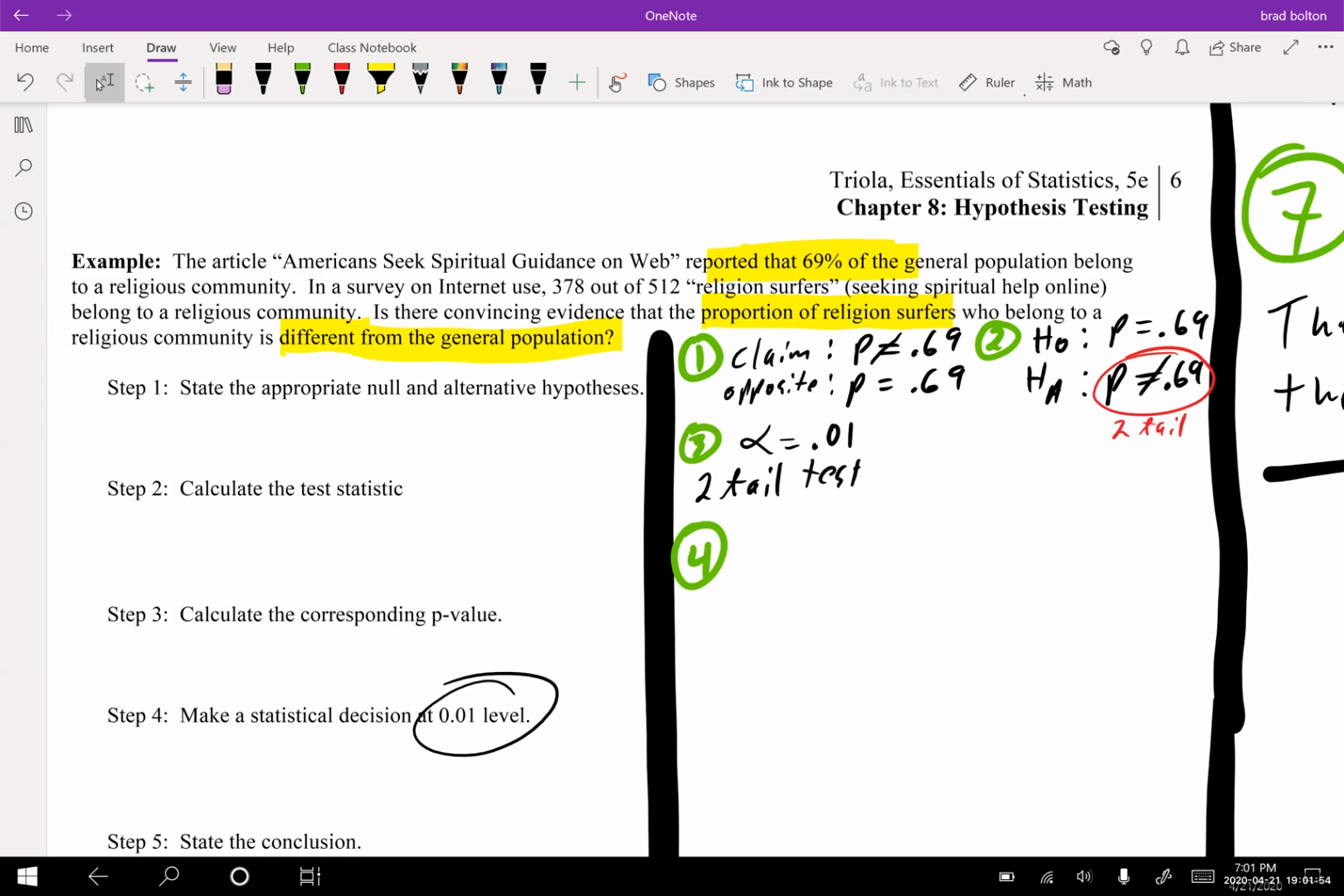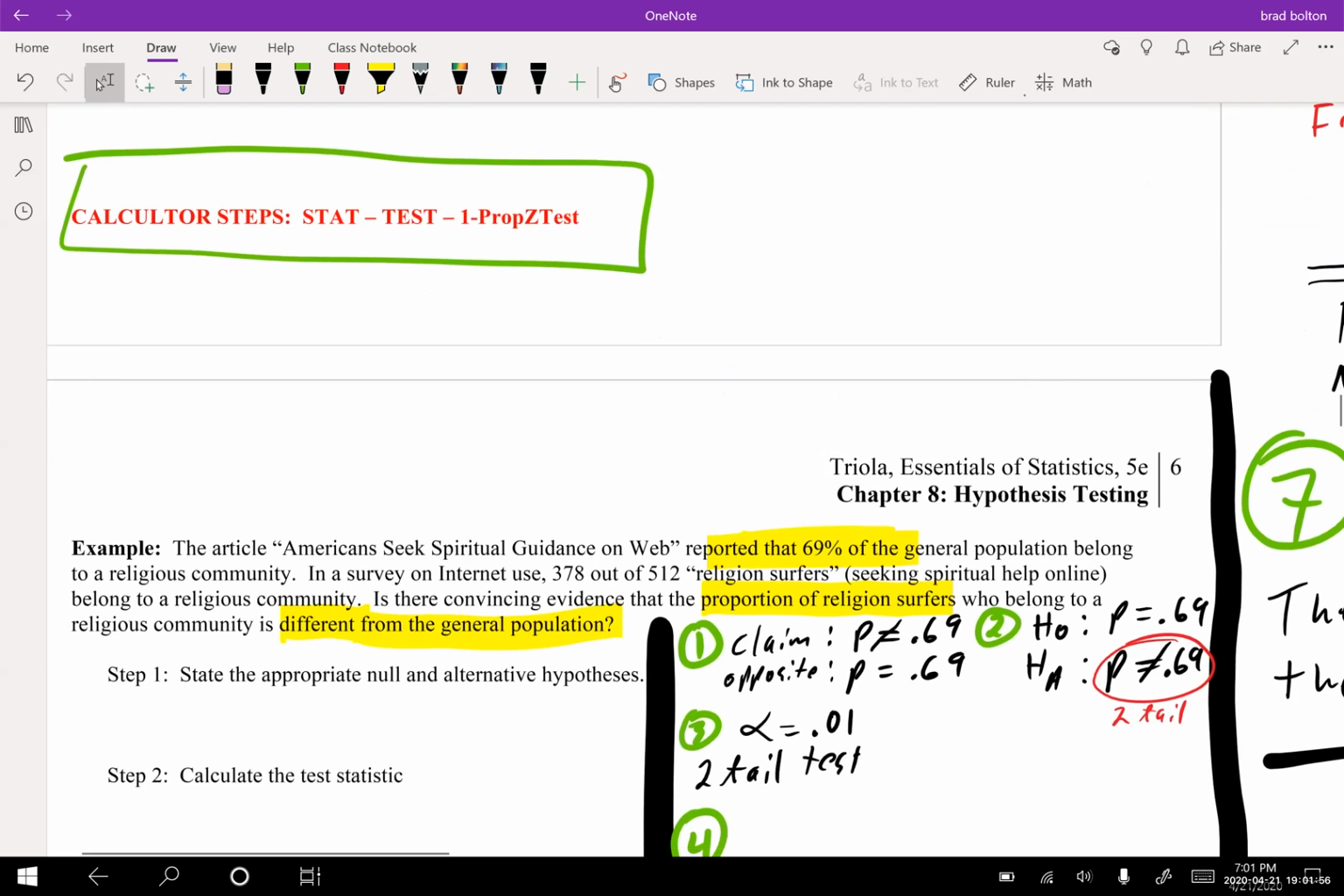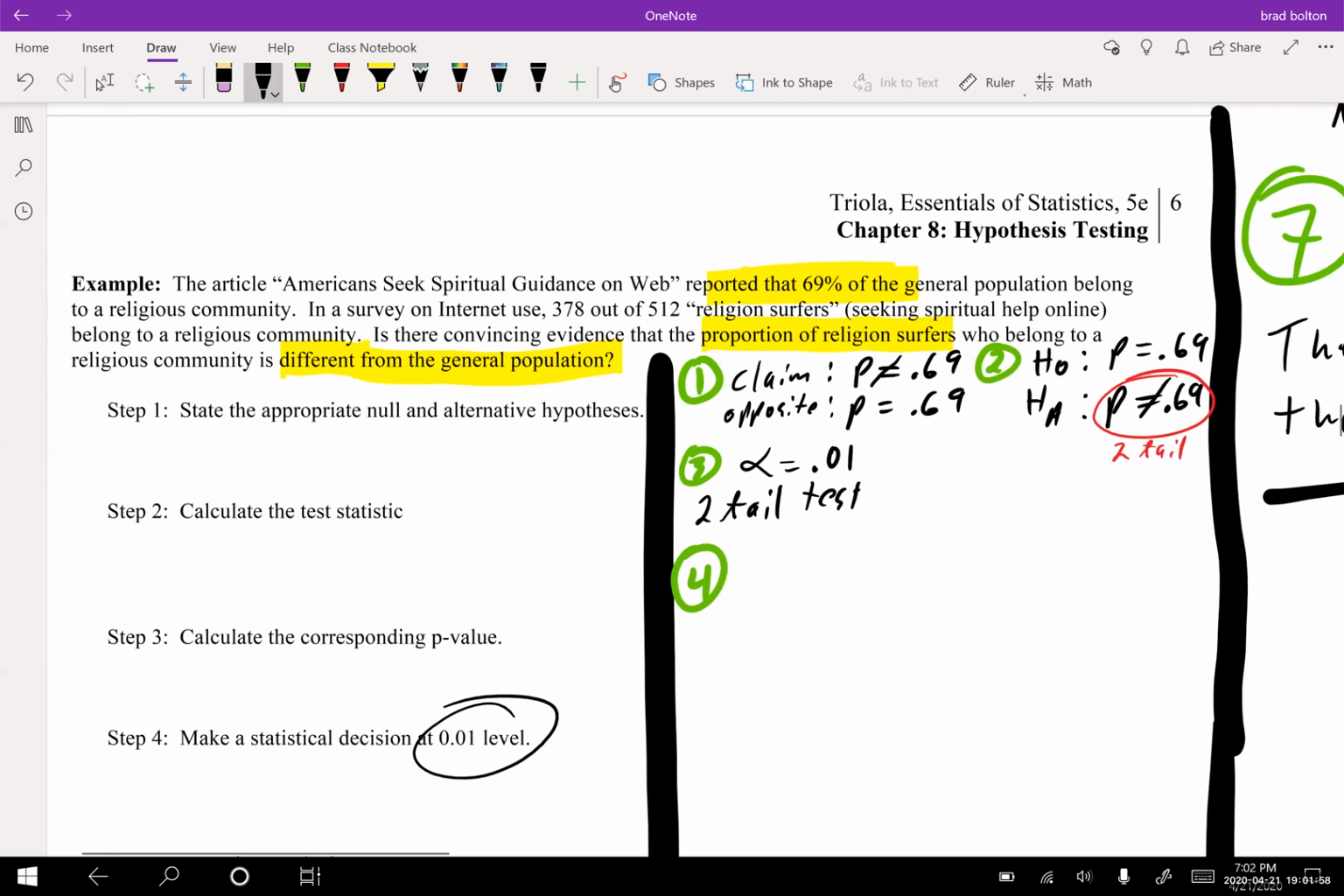Let's see here. So we're going to do what they said, 1 prop z test. So 1 prop z test, okay? And we're going to type in what it tells us to use, okay? So let's see what it tells us to use. Let's go to stat test, and I'm going to go down on my calculator. It's the 5th test. It says number 5, 1 prop Z test. I'm going to hit enter.